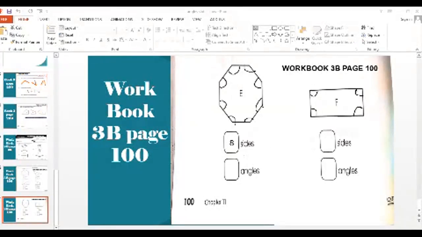Yes, and the last one, figure F, has 4 sides and it has 4 angles. Yes, that's easy. That's very easy.